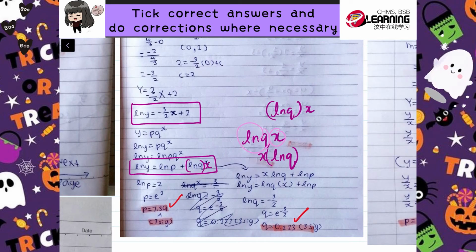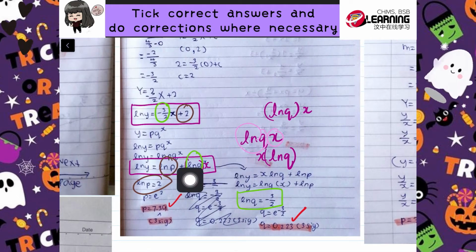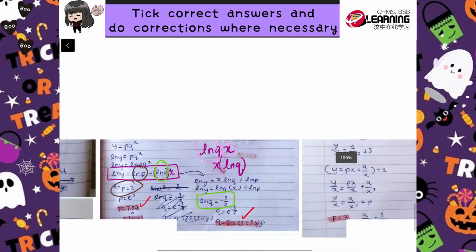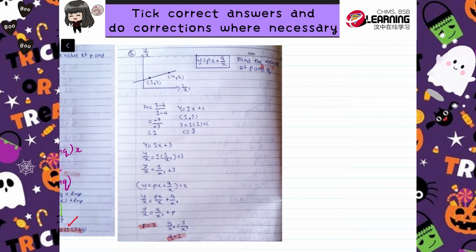Right? So when you compare this one. Negative 3 over 2 equals to ln q. Okay, which is this. And then your 2 equals to ln p, which is this one. Okay, so that's why the answer is correct. It's just that you need to adjust on the working over here. Okay, and the rest of you are also the same. Please double check if you got do something like this, right? Please change it.